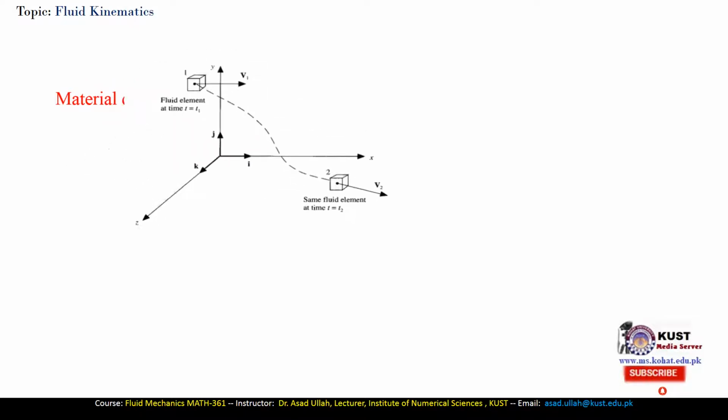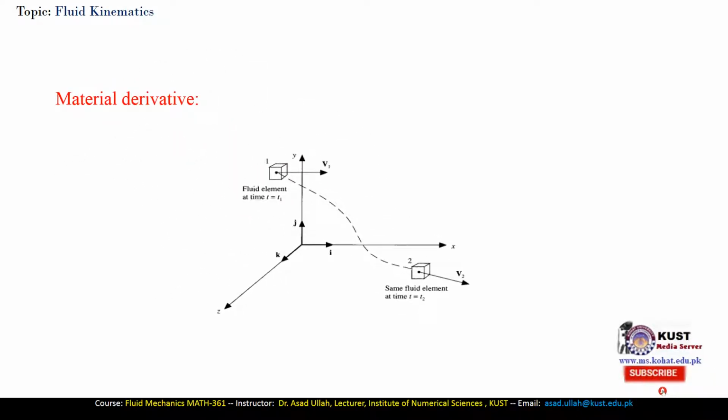Now, what is material derivative? Consider an infinitesimal fluid element which is initially at the point 1 and has the velocity v1 at this point. After some time, it moves and occupies the point 2 in the xyz plane. Here the infinitesimal fluid velocity is v2. Here i, j and k are the unit vectors along the x, y and z axes respectively.